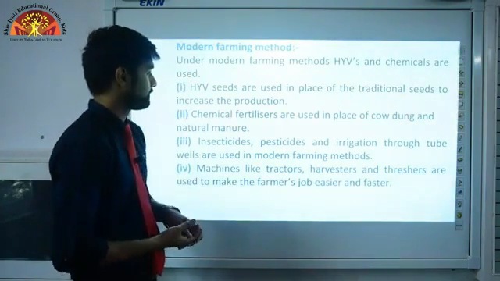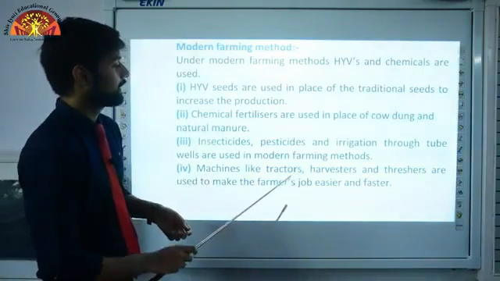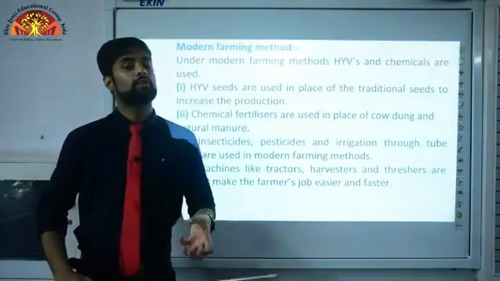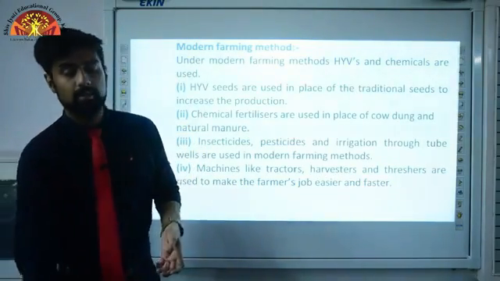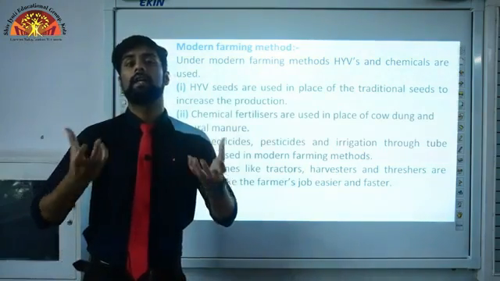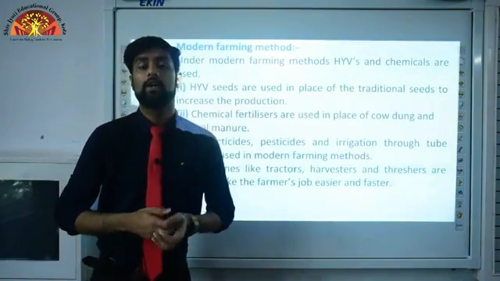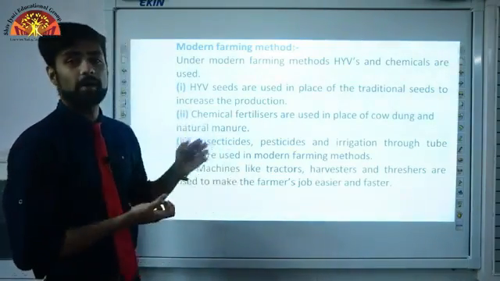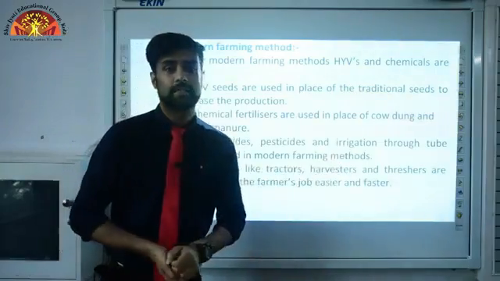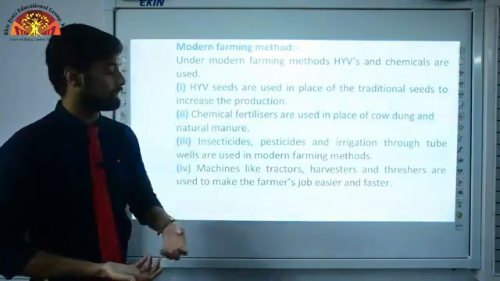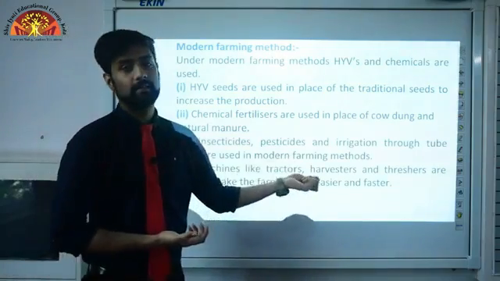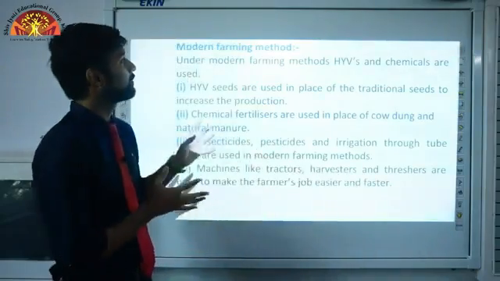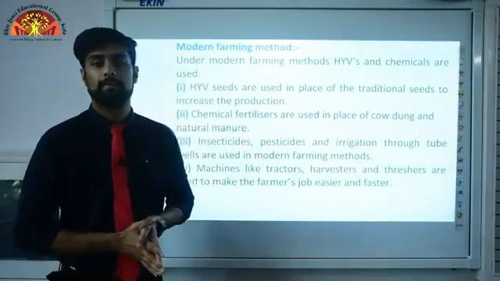Then machines like tractors, harvesters and threshers are used to make the farmer's job easier and faster. Earlier what used to happen, पहले के ज़माने में, if a farmer is cultivating a large piece of land, he will require more laborers. उसको ज़्यादा मजदूरों की ज़रूरत पड़ेगी to harvest the land, to water it, to irrigate it, right? But nowadays we have modern machines like tractors, harvesters and threshers. These machines can be used instead of humans. Okay, this makes the farmer's job easier. First and foremost, बहुत easy हो जाती है farmers की job, and second, faster. These are some of the methods you can use to increase your production on a given piece of land.